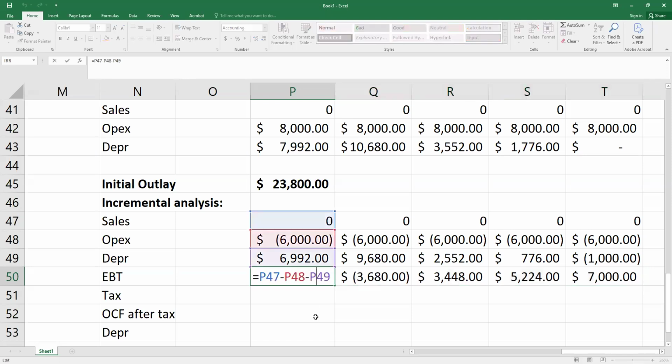Let me show it to you. So calculating the sales, it's new minus old. Calculating the OPEX and depreciation is the same. New minus old. And then to calculate the EBIT, you need to subtract from sales the OPEX and depreciation. Any question?